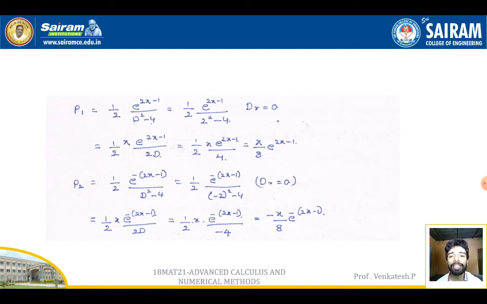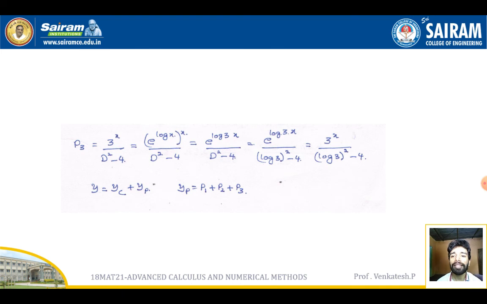So now we will see how to expand p3. p3 is given by 3 power x by D square minus 4. Since it is not in the exponential form, I am going to convert 3 power x in terms of exponential form like this: e power log 3 whole power x. Since here the x coefficient is log 3, I will take e power log 3 x by D square minus 4. Replacing D by log 3, I will get e power log 3 x by log 3 whole square minus 4, or 3 power x divided by log 3 whole square minus 4.